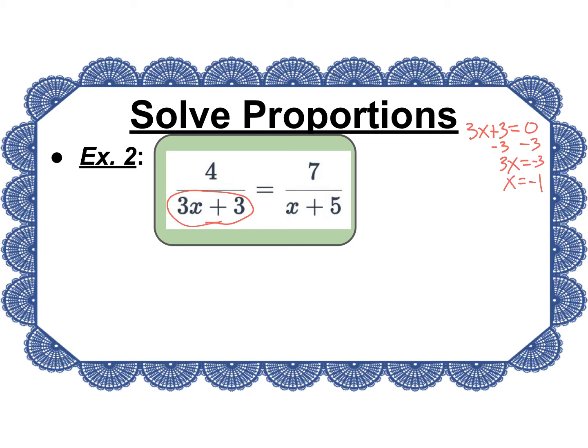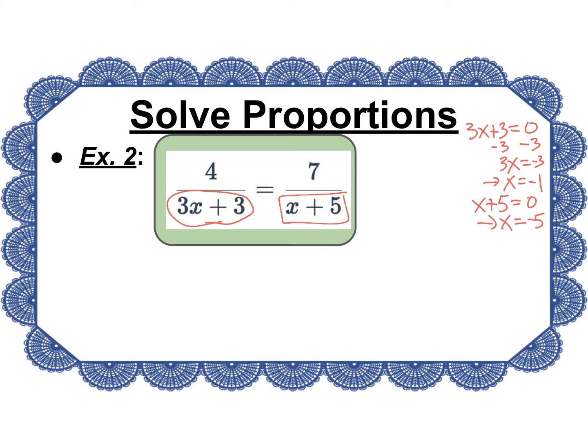So I know that I do not want to get an answer of -1. So I'm going to keep that in mind on my check. And then with the x plus 5, we do have to consider that one as well. Set that equal to 0. Subtract 5. I do not want x to be -5 because that would make that 0.